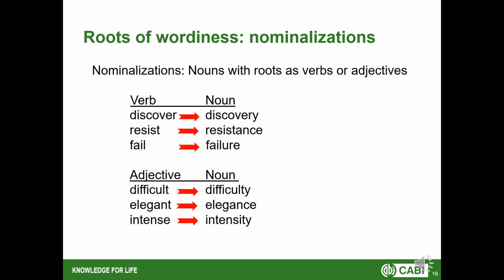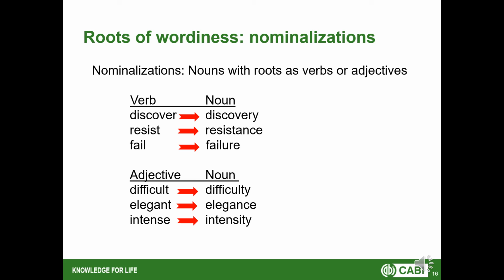Another root of wordiness is the form of nominalizations. Now, what does that mean? These are nouns that have their roots as verbs or adjectives. So the noun "discovery" has a root of the verb "discover." The noun "resistance" has the root of the verb "resist." The noun "failure" has the root of the verb "fail." "Difficulty," a noun, has "difficult," the adjective, as a root. "Elegance" has the root of "elegant," and "intensity" has the root of "intense."